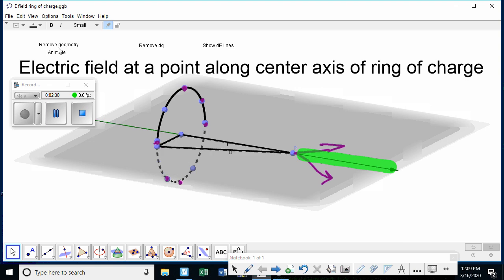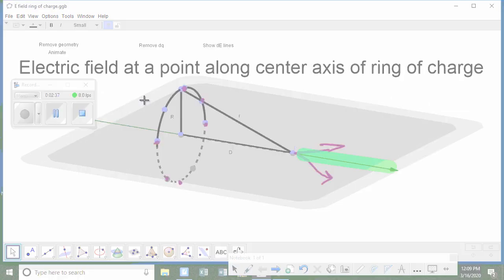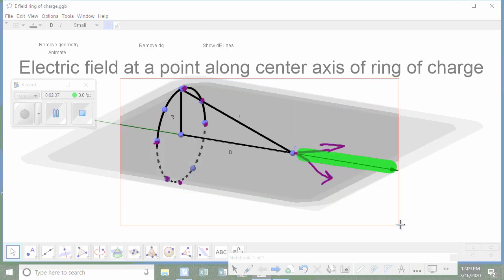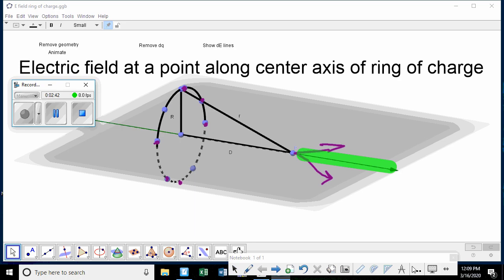So it actually tells us that little r is a constant in this situation, and that makes things pretty simple, to be honest. So what I'm going to do real quick, I'm going to try to stop it at the top. Cool. And then I'm going to bring this into Smart Notebook so that we can start deriving the electric field at point P.